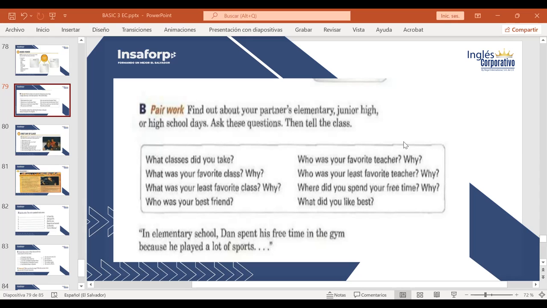What else? Civics, math, and so on, ¿verdad? Y todas las que tomó, right? What was your favorite class?